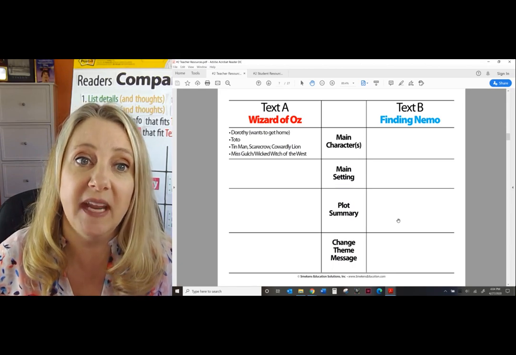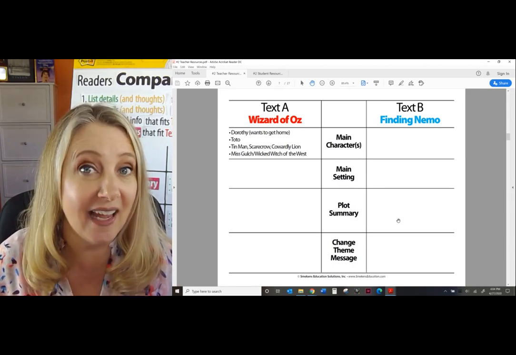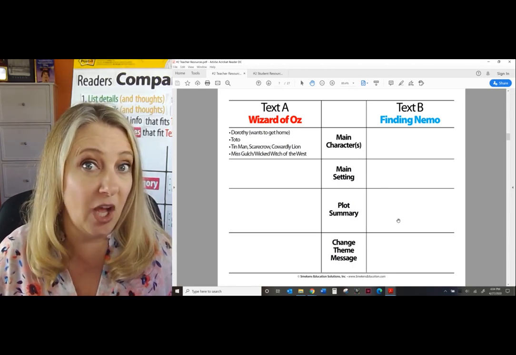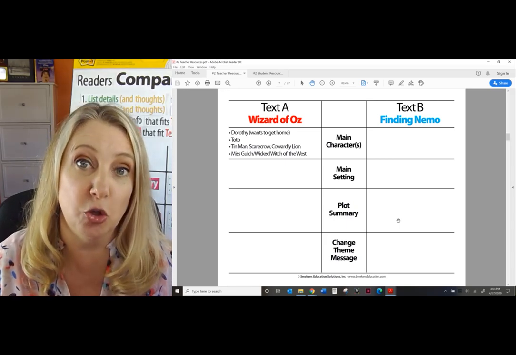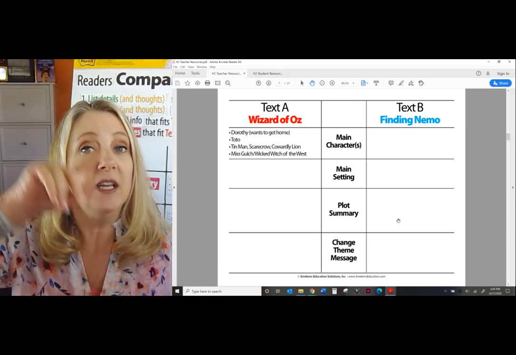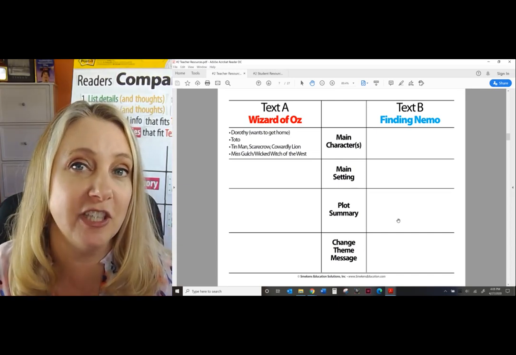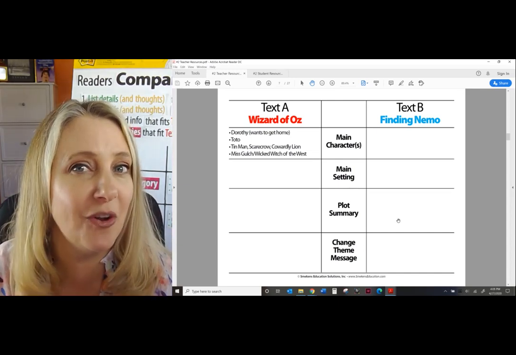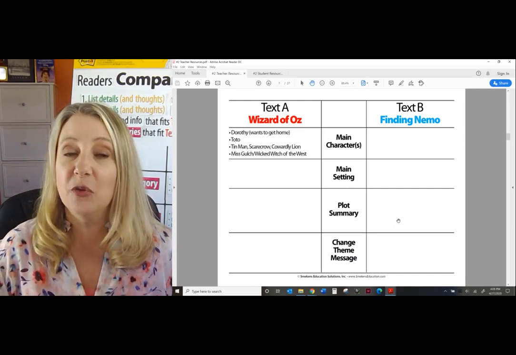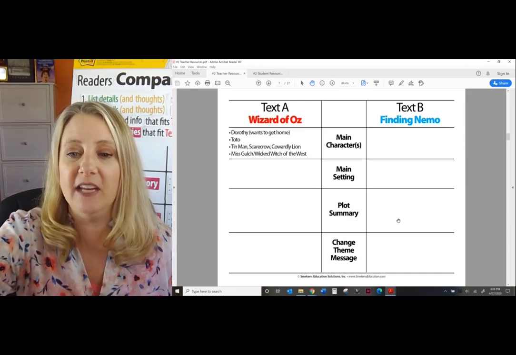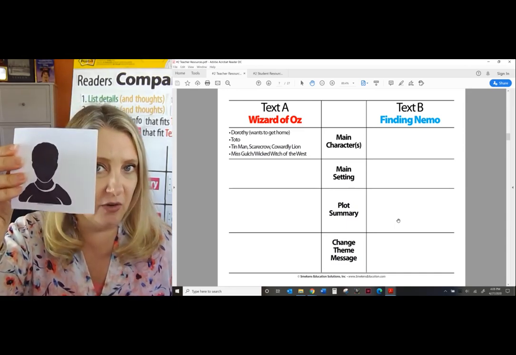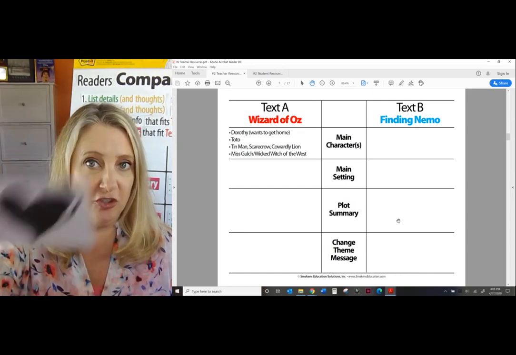Then there was the Tin Man, the Scarecrow, the Cowardly Lion, the friends that helped her. And then there was Miss Gulch, who, when Dorothy was dreaming about Oz, was actually the Wicked Witch of the West. Did you know that? Yeah. And so those are some main characters, but I like to know who's the main character. List that one first. What did she want?